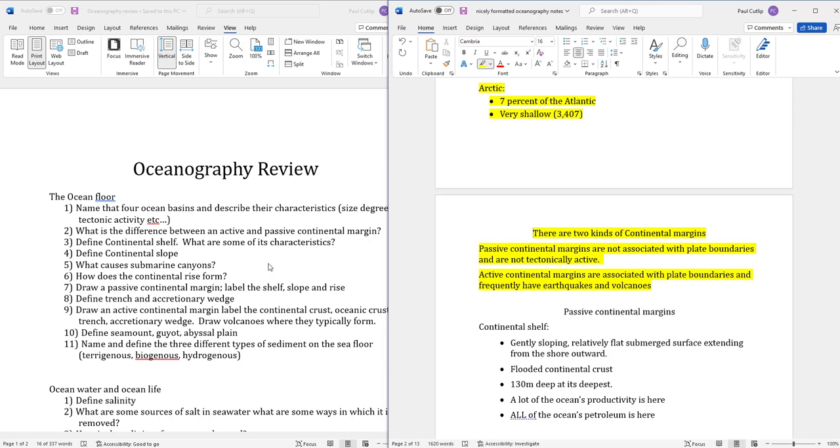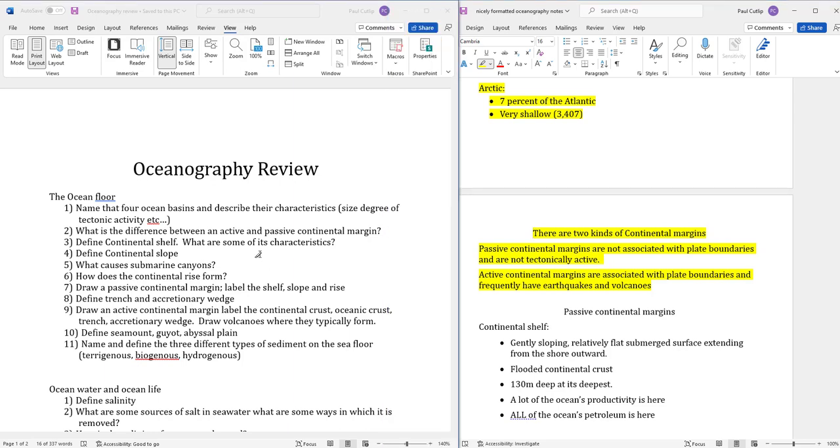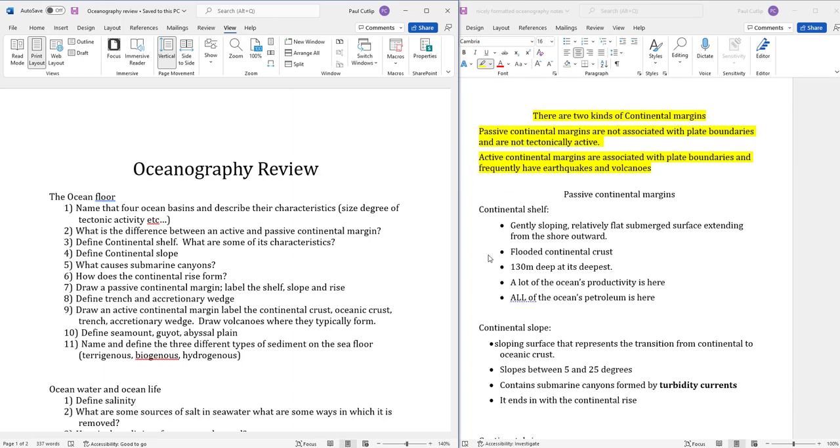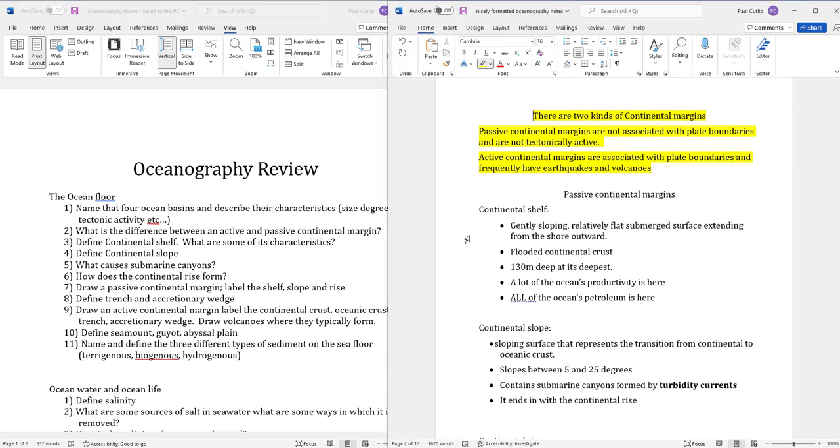Then some more specific questions about these things. For example, coming to the passive margin, I ask, okay, what are some of the characteristics? What's the continental slope? Continental shelf, and what are some of its characteristics? Here's a bit about that right here, right? The continental shelf is basically flooded continental crust, right? The underlying crust doesn't really care where the beach is, right? So it's that gently sloping, relatively flat submerged surface from the shoreline outward. It is geologically flooded continental crust. It's not very deep. Don't memorize numbers. It's just not very deep.